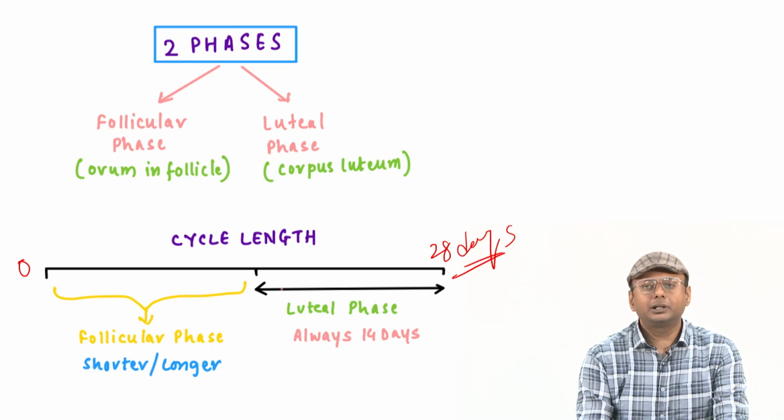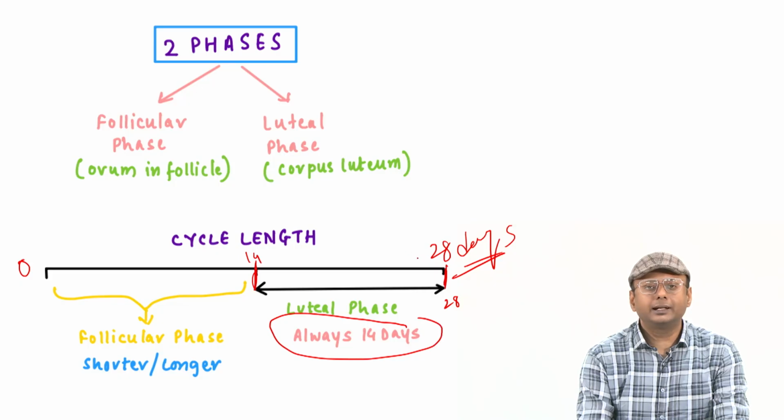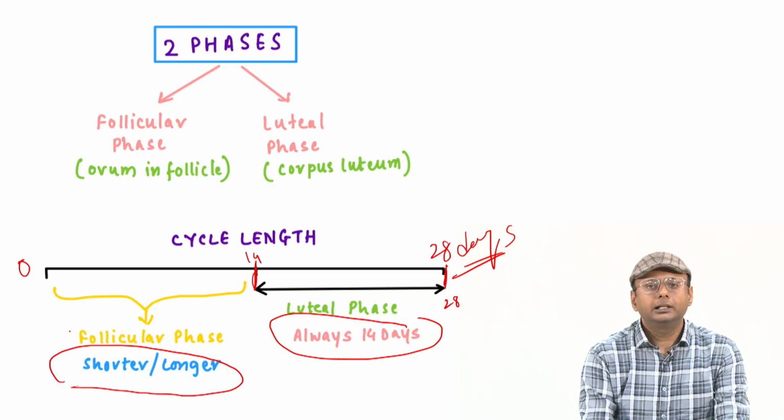One thing you have to remember is that this luteal phase is mostly from day 14 to day 28. So, this gap of 14 days needs to be there and it is always there in a female body. But in cases of a longer or shorter menstruation cycle, the follicular phase can vary.